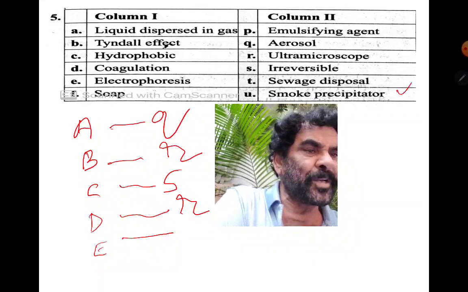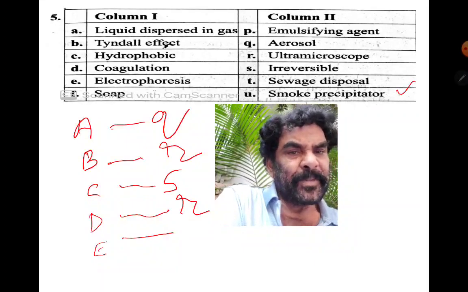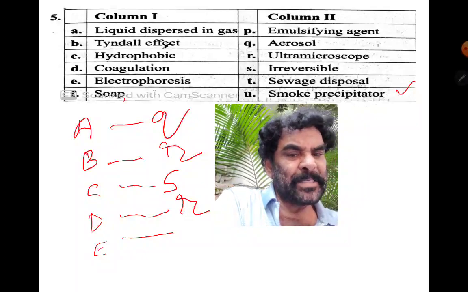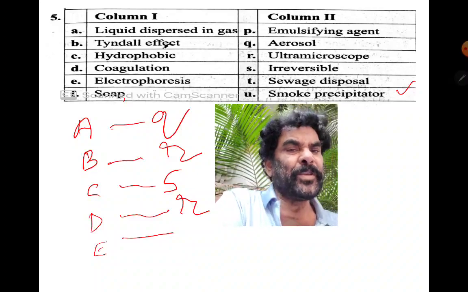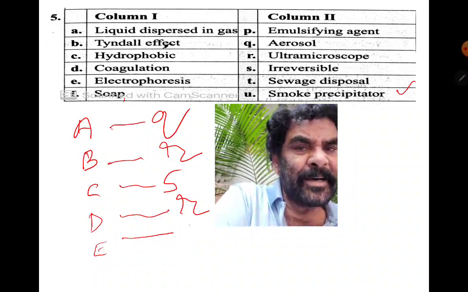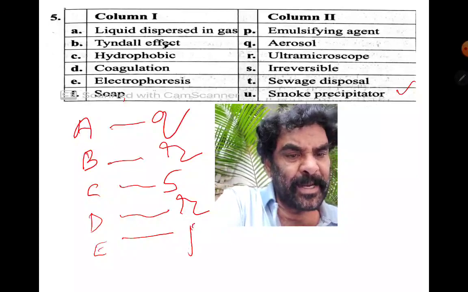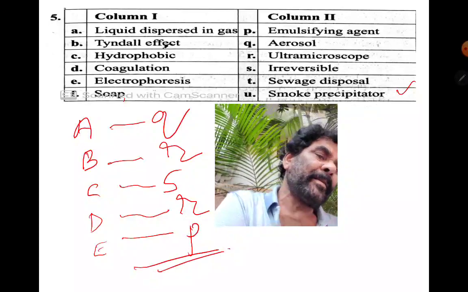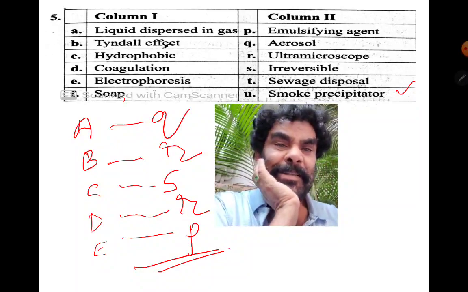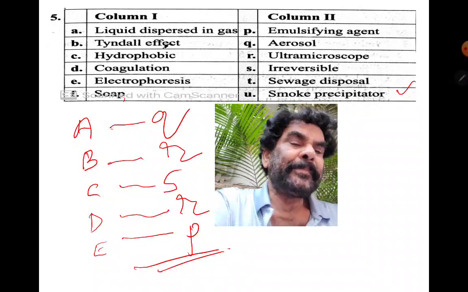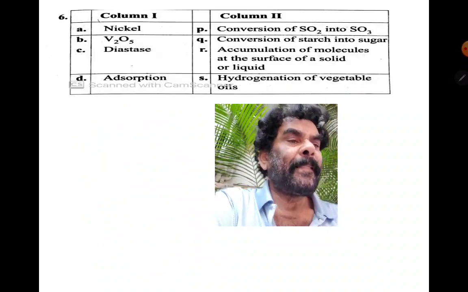Electrophoresis is the smoke precipitator, and soap is an emulsifying agent. In the preparation of the emulsion, soap is used, that is E is P. This is the correct pairing, right? You should know the theory thoroughly, then only you can pair up.